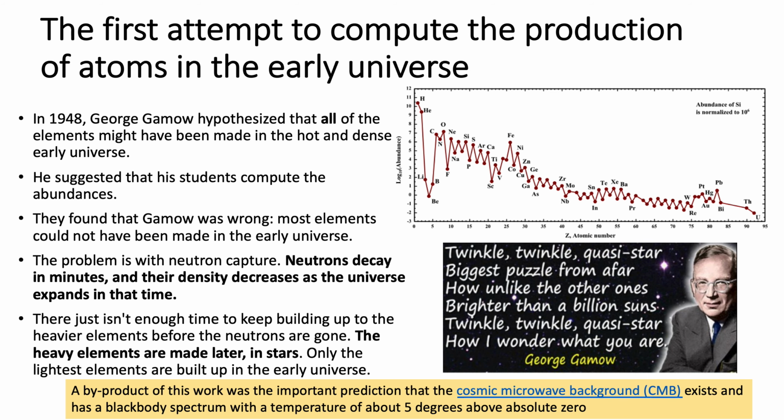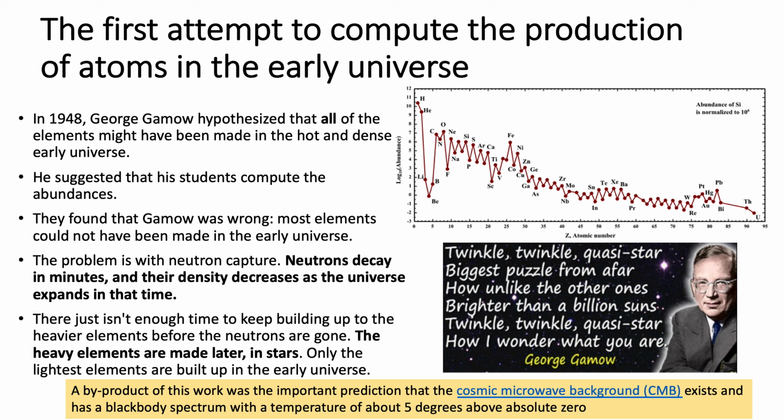Here's a picture of George Gamow. He was like an impish fellow. Practical jokes and cartoons and poems. And this one's particularly interesting. It says, "Twinkle, twinkle, quasi-star." That's a bright object that was seen but unexplained in his lifetime. "Biggest puzzle from afar, how unlike the other ones, brighter than a billion suns. Twinkle, twinkle, quasi-star. How I wonder what you are."